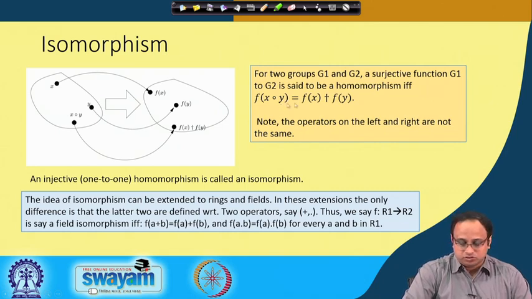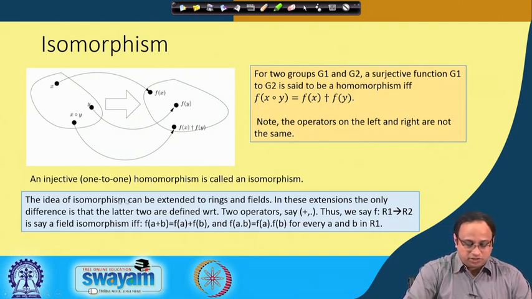Okay. So, then this particular function is said to be a homomorphism. It is a homomorphism if and only if f of x circle y is equal to f x dagger f y. Note that the operators on the left and the right need not be the same. They can be the same, they may not be the same. When I further qualify this mapping as an injective function, that means a one-to-one function, so it is a one-to-one homomorphism, then this is what is called an isomorphism.